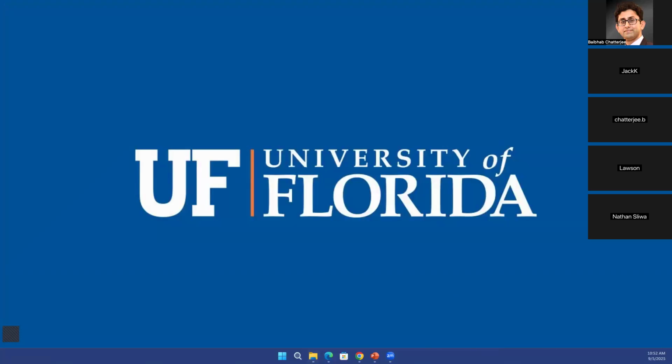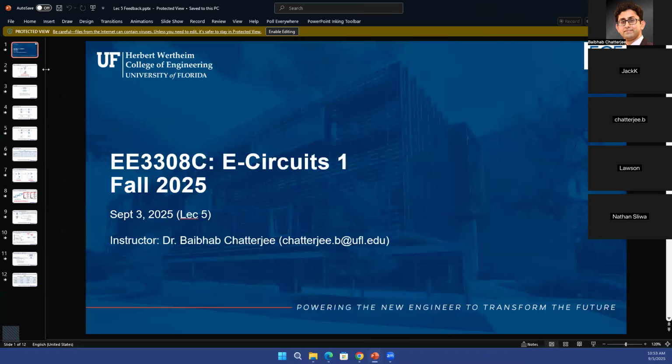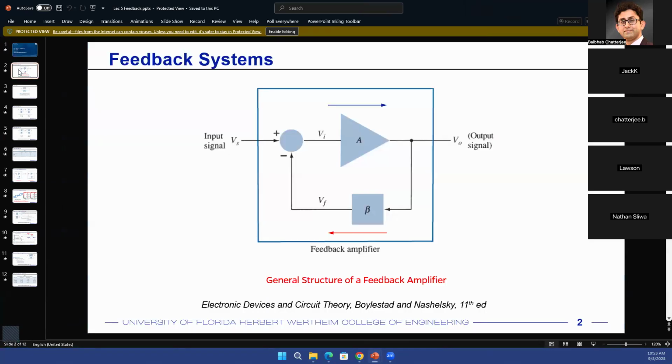Today we are going to discuss feedback and, if time permits, a little bit of op-amps as well, which you already learned in 3111, but I just wanted to do a quick recap of the op-amps. And from next class onwards, we'll look into non-idealities of op-amps, which will be new in this course. So before going there, I wanted to quickly discuss feedback systems and what is meant by feedback.